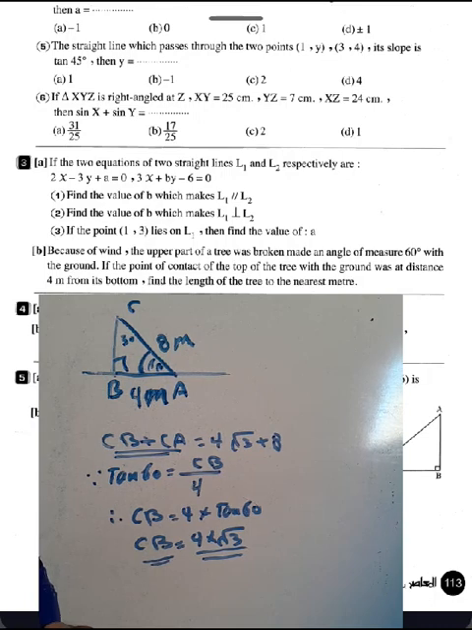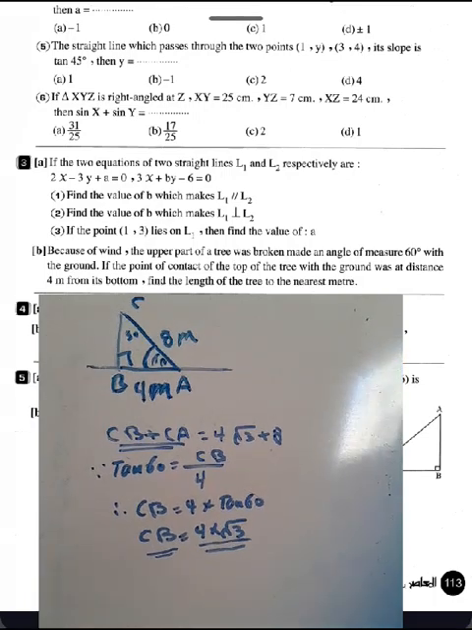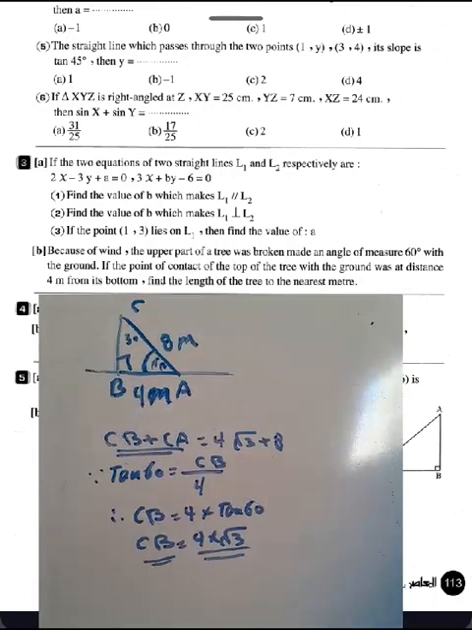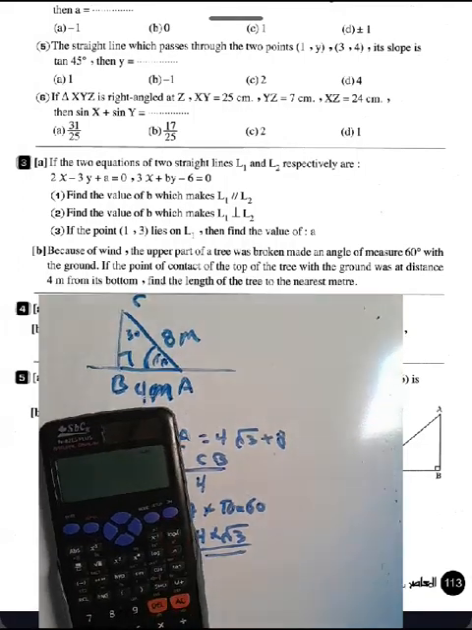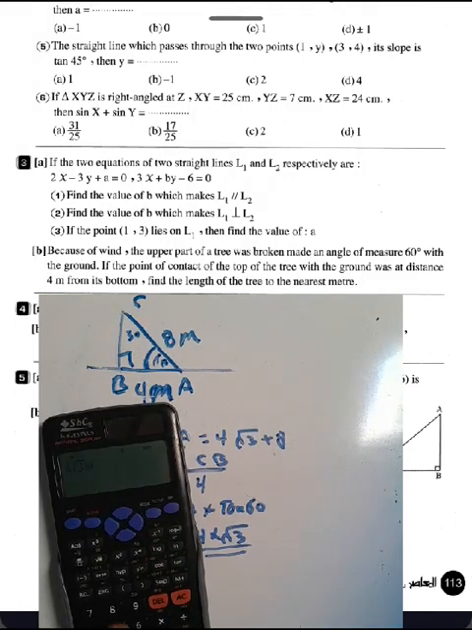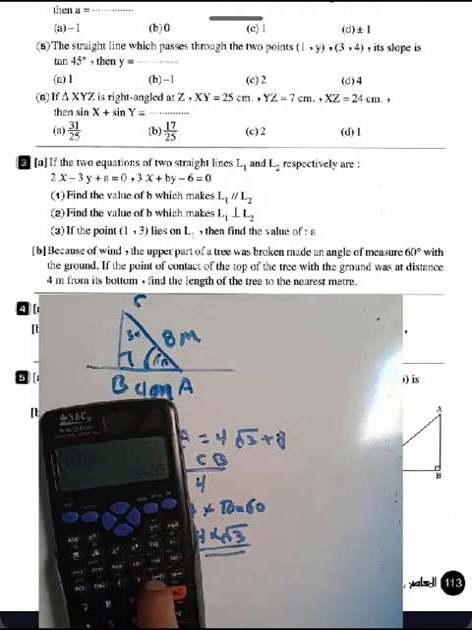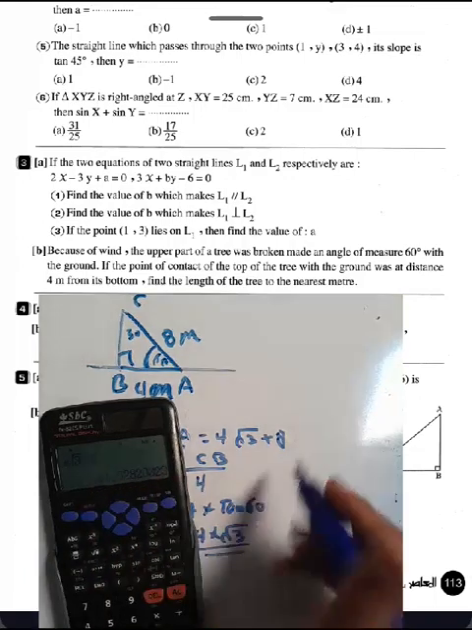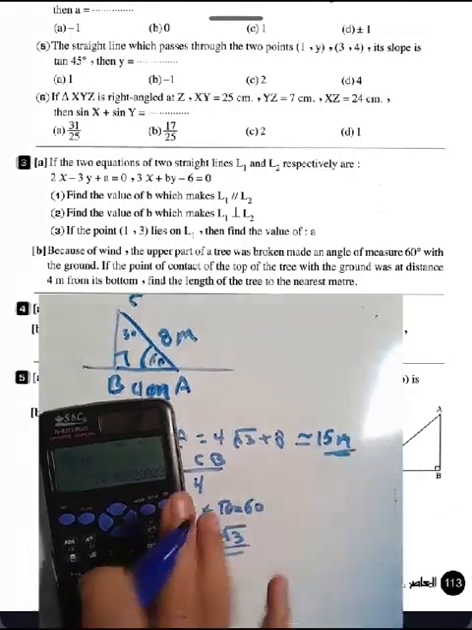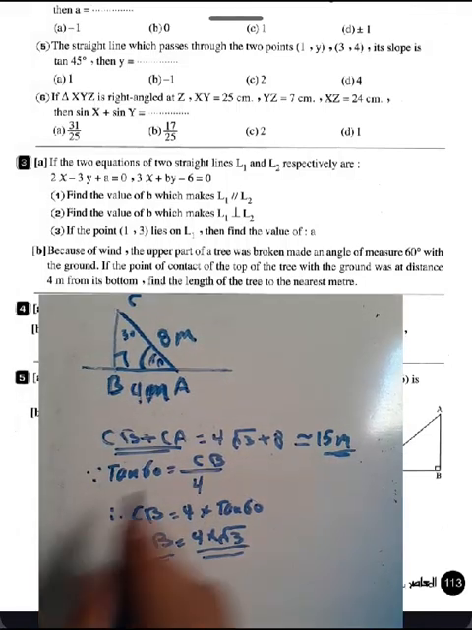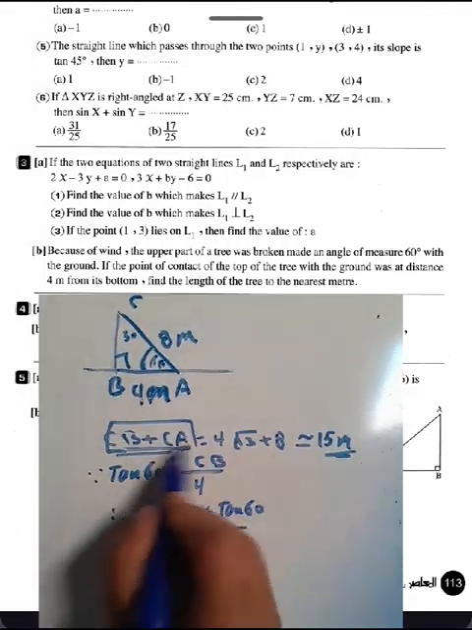We can add them using a calculator and approximate the result to the nearest meter. Write 4 root 3 plus 8. The result will be 14.9. Approximated to the nearest meter, it will be 15 meters. That is the length of the tree. The length of the tree will be 15 meters.